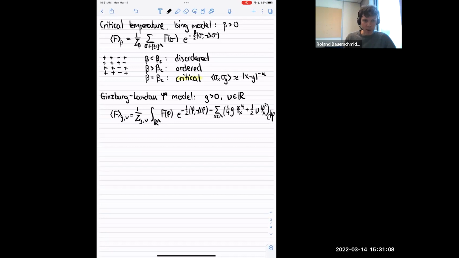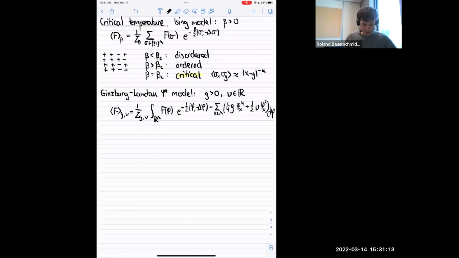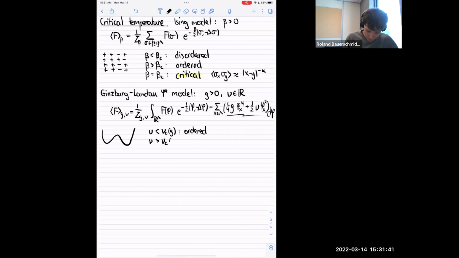So this is the phi-4 model, and it in many ways behaves exactly like an Ising model. So I'm mostly interested in the case where nu is negative, so that the potential looks like a double well. And in this case, what happens if nu is sufficiently negative so that it looks like a deep double well? Again, configurations are ordered. If nu is bigger than nu c, they're disordered.